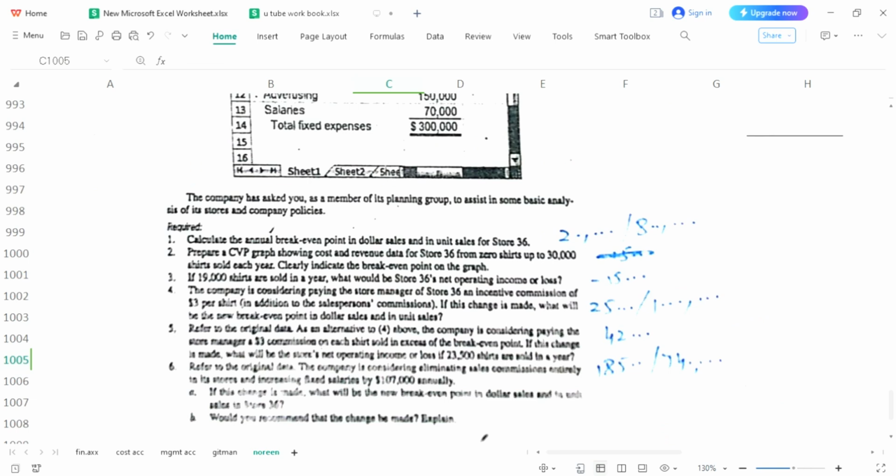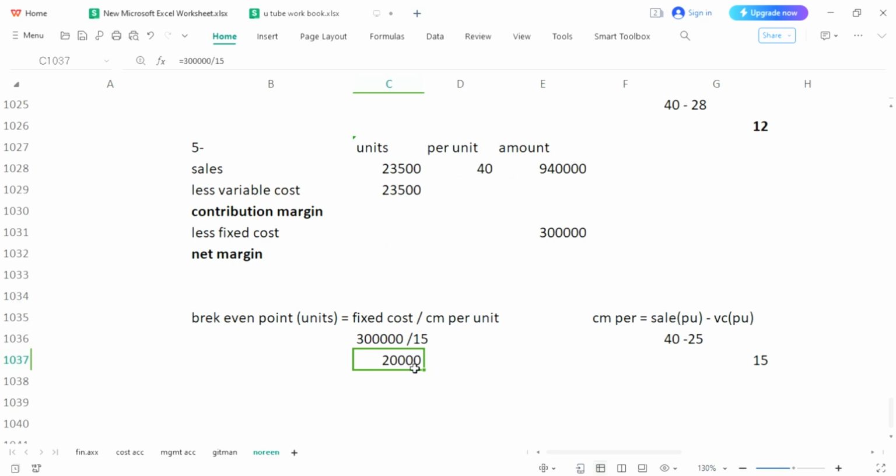For that you will go again. On number 5, he is saying $3 commission on each shirt sold in excess of break even point. So our break even point is 20,000 and the shirts we are selling are 23,500. So how many shirts are in excess? Look, sold units minus break even units. Sold units are 23,500 and break even units were 20,000. So in this way, we will calculate it.